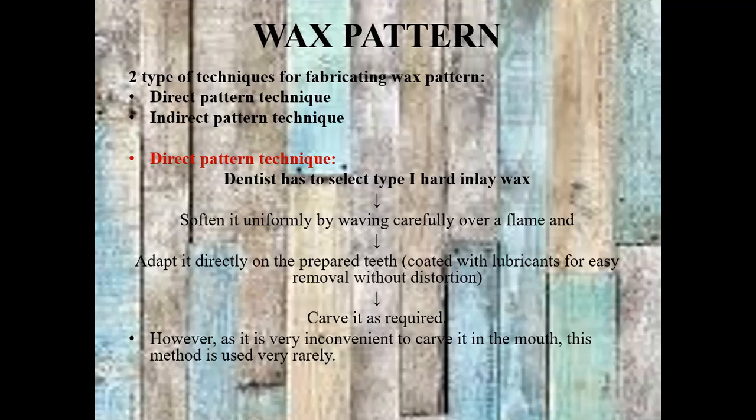So in the direct pattern technique, the dentist has to select type 1 hard inlay wax. Now this inlay wax is softened uniformly by waving carefully over a flame and then this wax is adapted directly on the prepared tooth. Okay, this is applied directly on the prepared tooth in the patient's mouth. Before directly applying it on the prepared tooth in the patient's mouth, the prepared tooth is coated with lubricants, that is for easy removal without distortion of the wax pattern. Now after adapting it on the prepared tooth, it is carved as required.